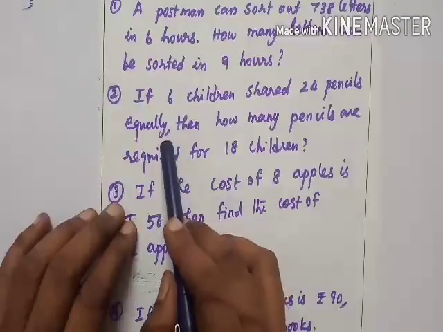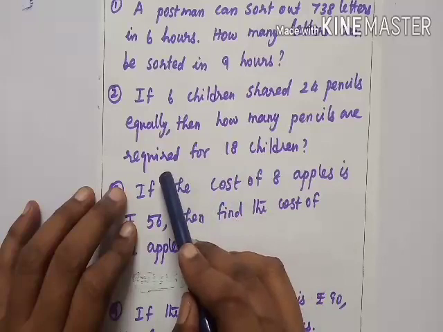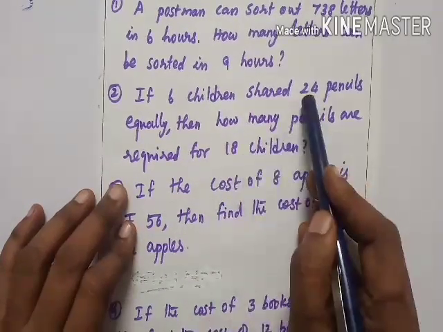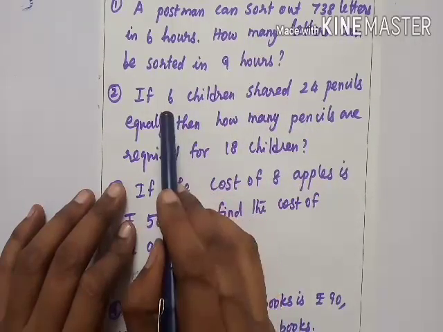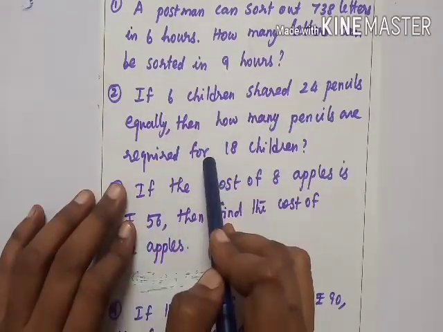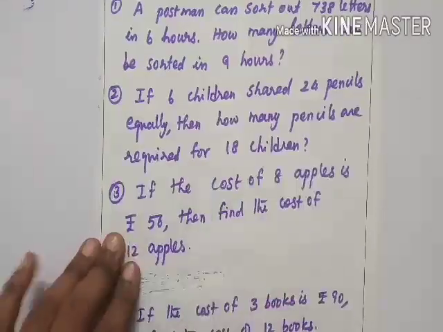Second sum, 6 children share 24 pencils equally. Then how many pencils are required for 18 children? So number of pencils 24, number of children 6. 6 children, 24 pencils. So for 18 children, take the number of pencils as x. And then you do the sum, right?